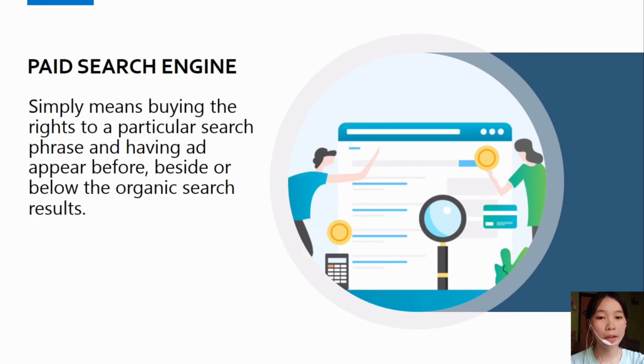Seventh element is paid search engine. It simply means buying the rights to a particular search phrase and having the ad appear before, beside, or below the organic search results. If organic SEO is not possible to go way up, a company can always buy its way to the top. For example, one could buy the keywords best digital camera to ensure that its website is noticed when someone's search includes those words.